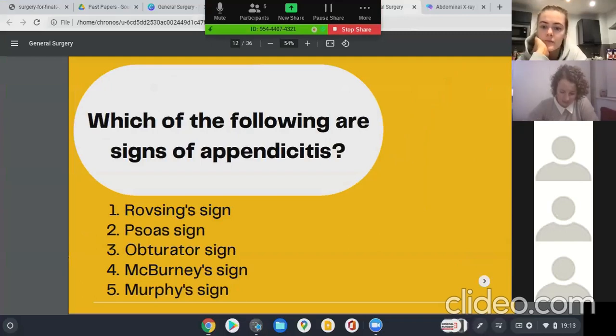Okay. So which of the following are signs of appendicitis?